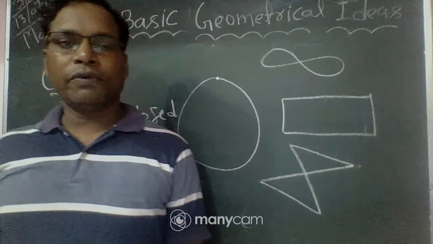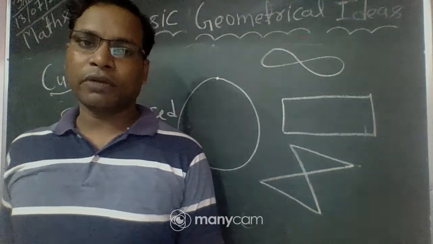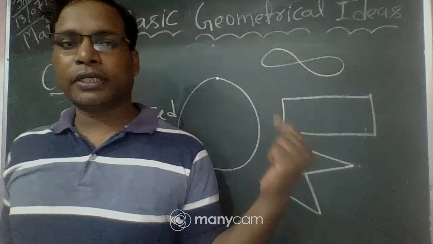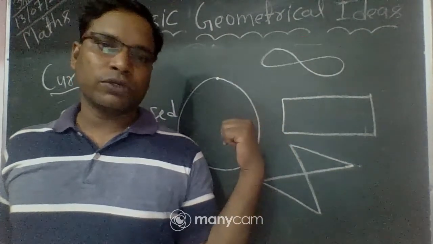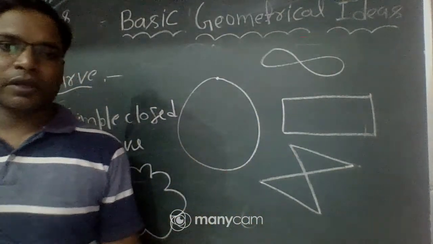Any curve which does not cross itself at any point is called a simple curve. If the curve is an open curve, then it is called a simple open curve. If the curve is a closed curve like this, it is called a simple closed curve.